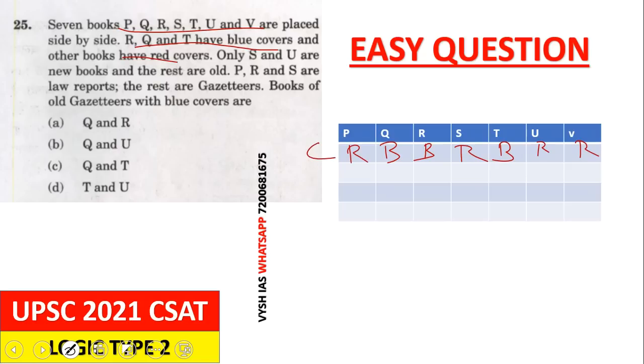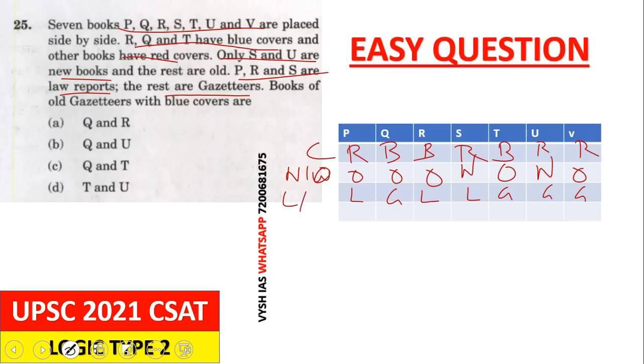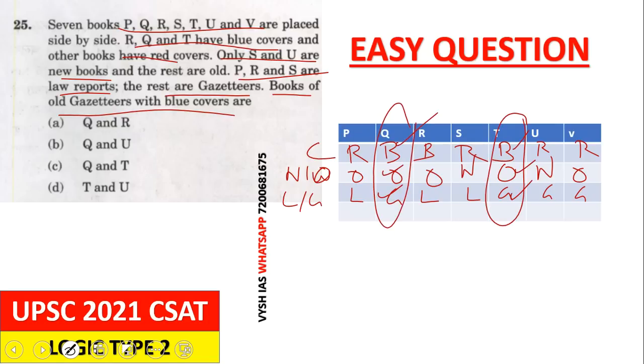So the cover we wrote here. Then after that, only S and U are new books, and the remaining are old. This is whether it is new or old. Then P, R, S are law reports. The rest are gazetteers. That is law or gazetteer. Books of old gazetteers with blue cover: only these 2, which are Q and T.